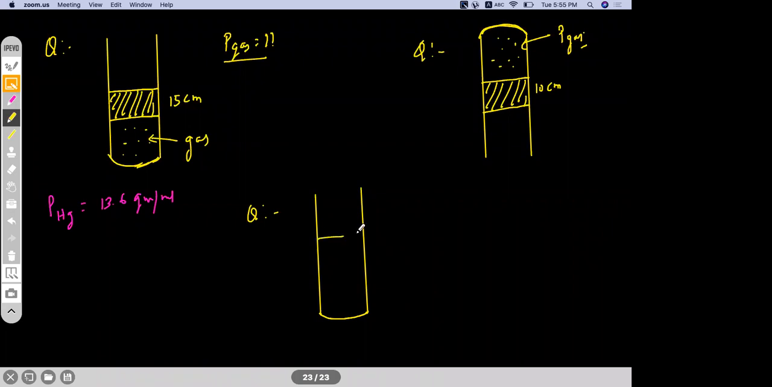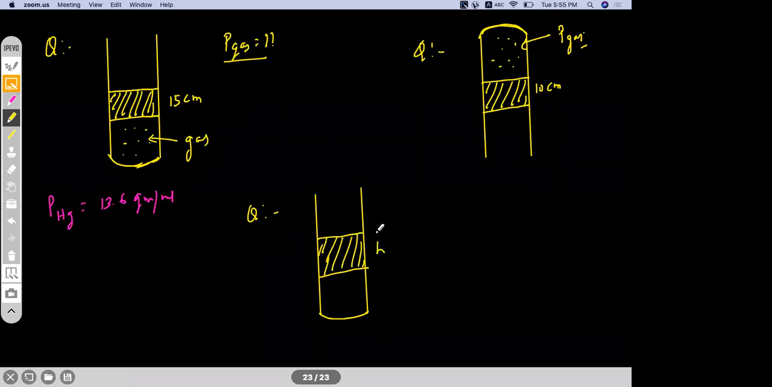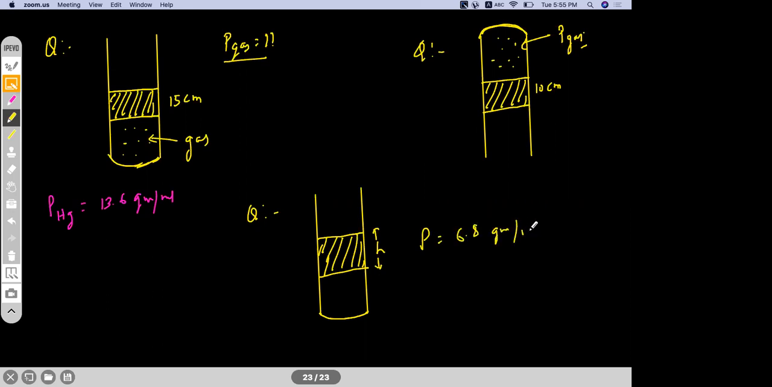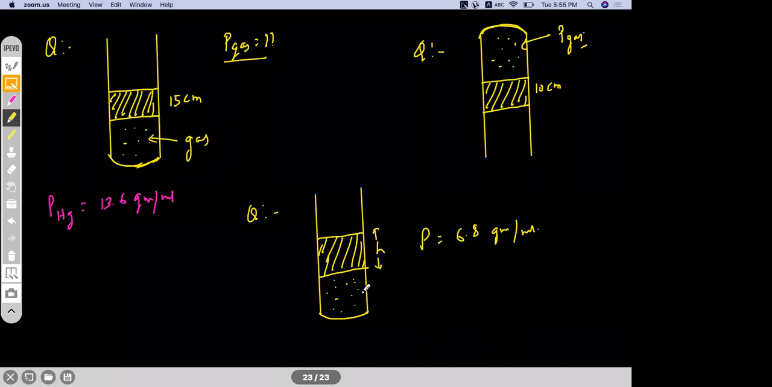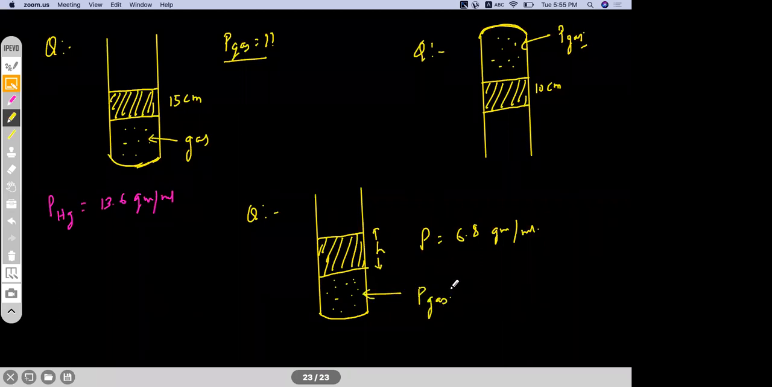Here also we have some liquid trapped. We don't know about this liquid, but the density of this liquid is given. The height is h. And the density of this liquid is given, rho is equals to 6.8 gram per ml for this side. Here we have gas. We need to find out the pressure of the gas. Try all three.